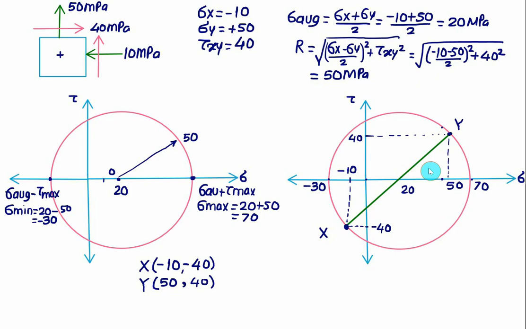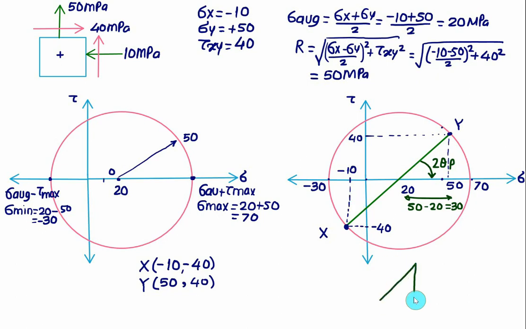If you want to find out principal plane, then turn this by an angle equal to 2 times of theta p such that y will overlap on sigma axis. So we can calculate this angle of 2 times of theta p. For this one, this value is 50 and 20. So we have this base is 50 minus 20. 50 minus 20 will be equal to 30. And the vertical height will be same as equal to 40.